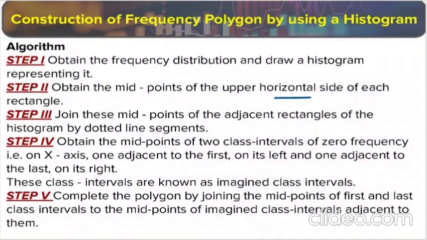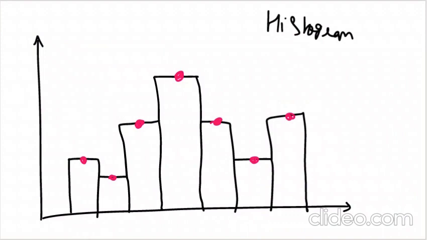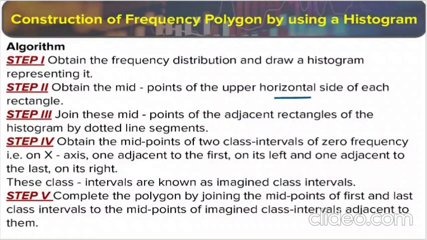Next step, join these midpoints of the adjacent rectangles of the histogram by dotted line segments. Remember, आप straight lines नहीं draw कर सकते. You have to draw it dottedly. You have to draw dotted lines. So let us draw. इनको connect करो. You can connect this. Okay, connect it and make the dotted lines. You will connect these dotted lines. Okay, हो गया connect. Okay, next step, it's not completed.